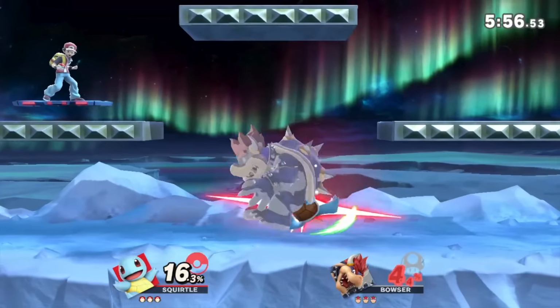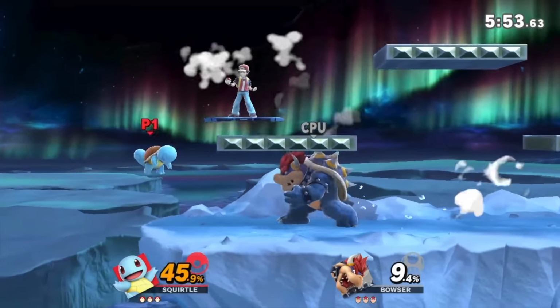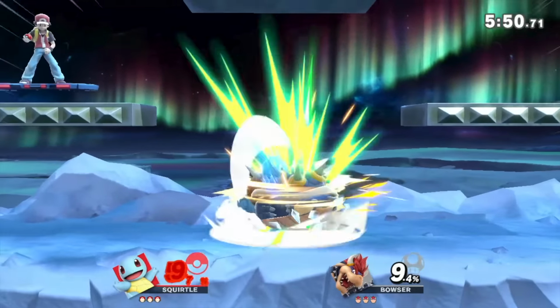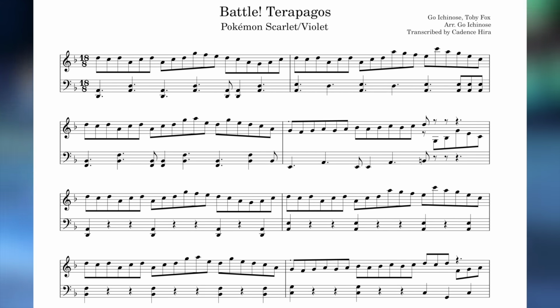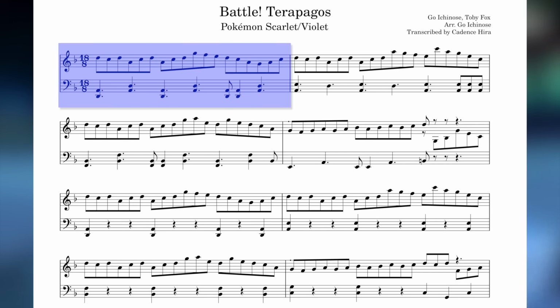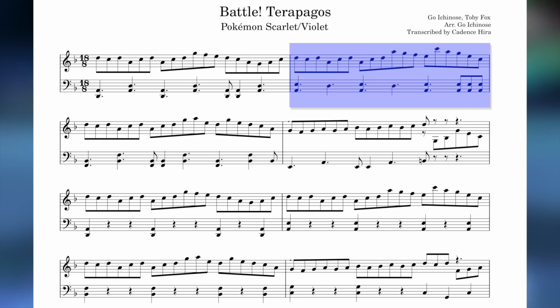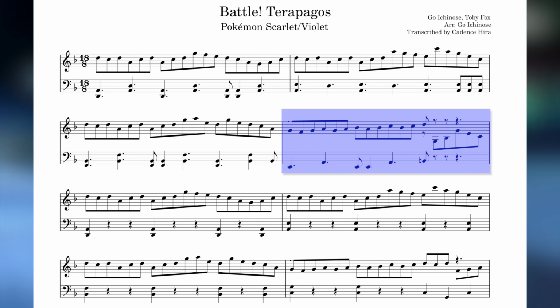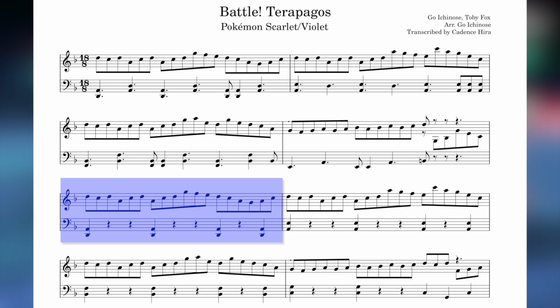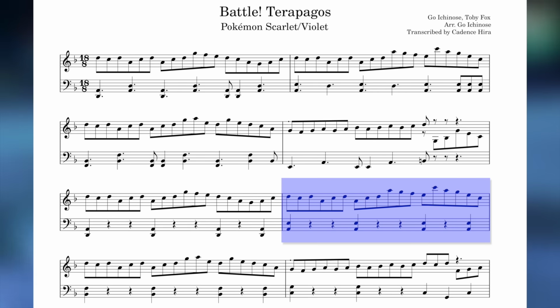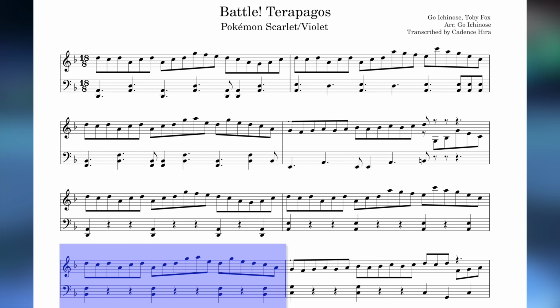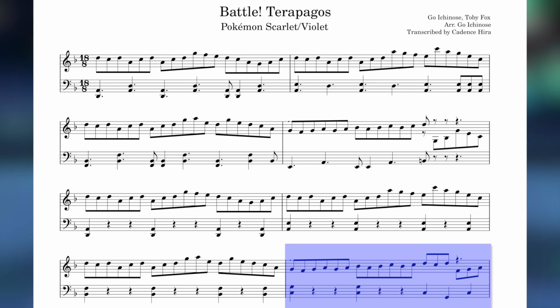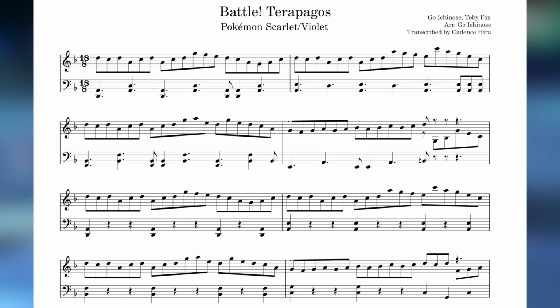18/8 is, strangely, also used for a reptilian final boss of a DLC from a game with monster in its name. Let's take a listen to Terapagos' theme from Pokemon Scarlet and Violet. This theme is super interesting in the way it's divided.